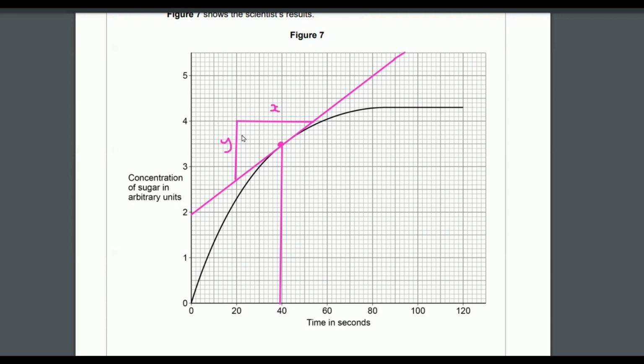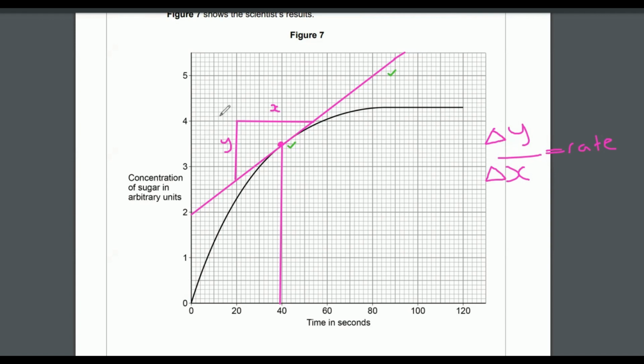So I'm going to get a mark for drawing that dot there, a mark for drawing that straight line. And now I want to measure Y and X, and I want to do Y over X equals rate. So I want to divide Y by X. It's really the change in Y. I can use this triangle as change in Y over change in X equals the rate.